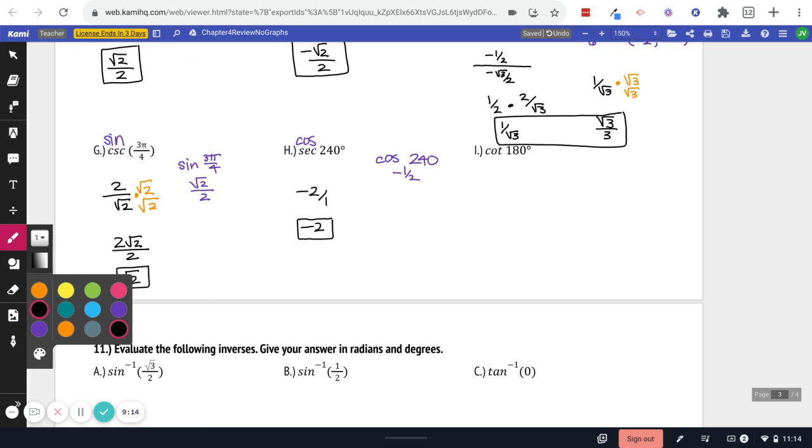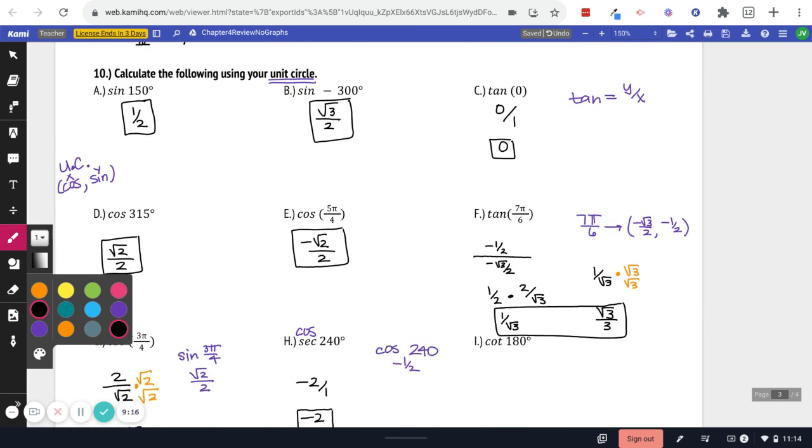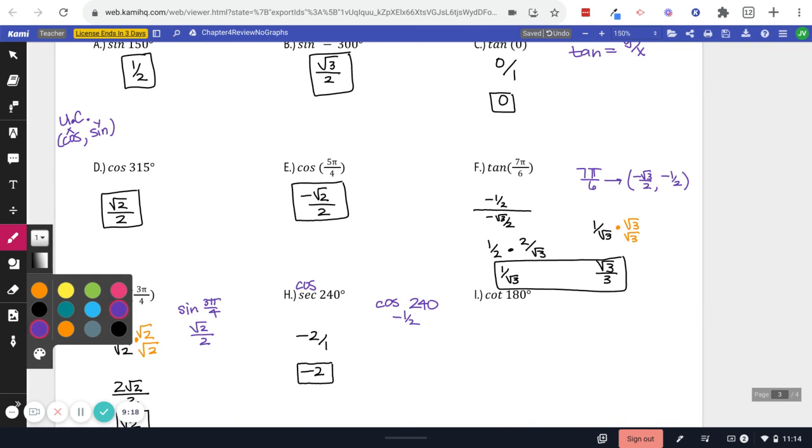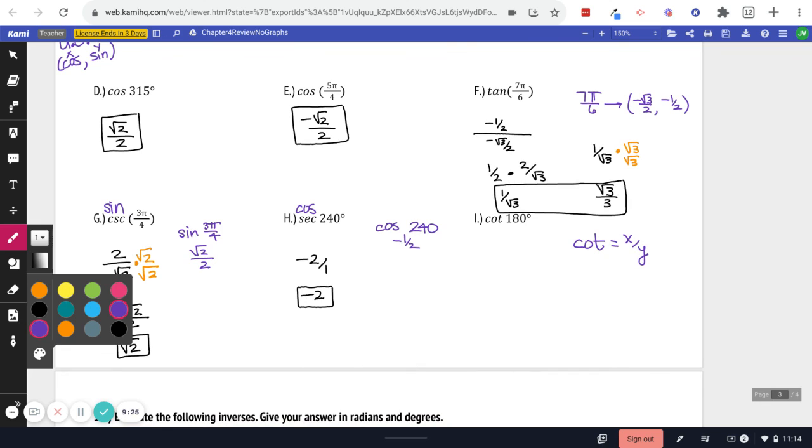Cotangent 180. So cotangent, remember we said tangent was y over x. Cotangent is the reciprocal, x over y. So if I look at 180, the ordered pair for 180 is negative 1, 0. So the x part was negative 1 over 0. Anything divided by 0 is undefined. Okay?